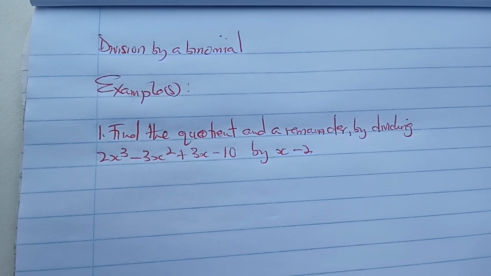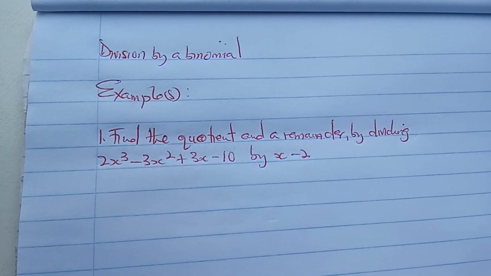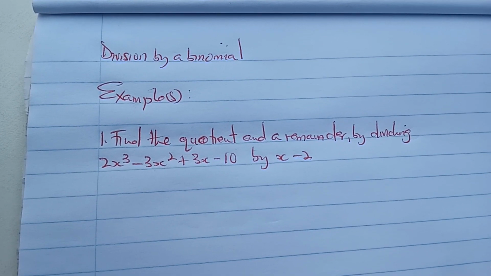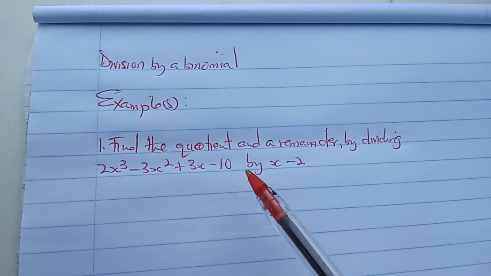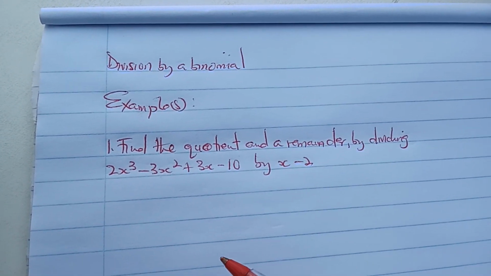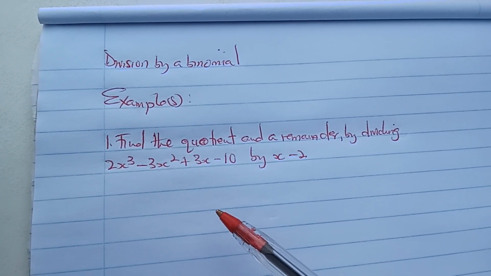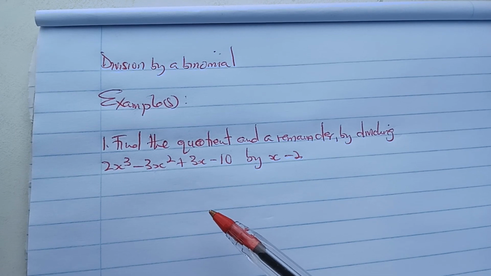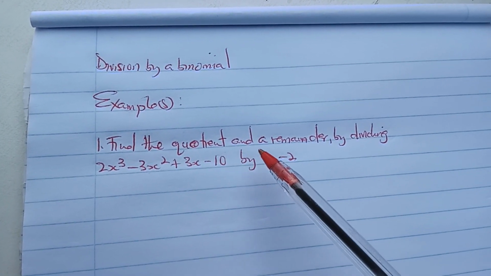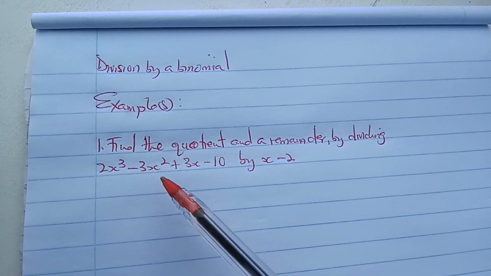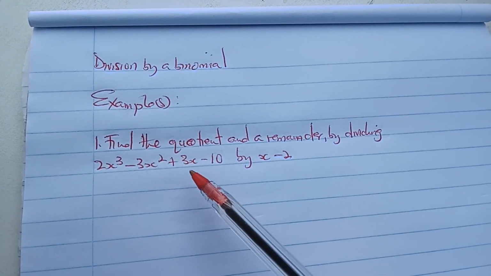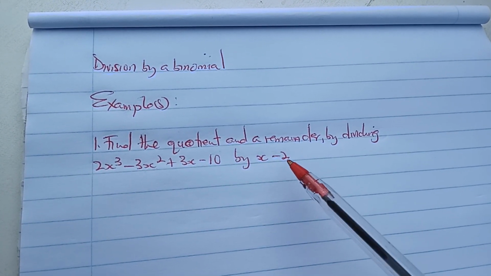Today we'll go through a few examples under the chapter of algebra, and the topic is division by a binomial. So, we have the first example here, which says find the quotient and a remainder by dividing 2x to the power of 3 minus 3x to the power of 2 plus 3x minus 10 by x minus 2.